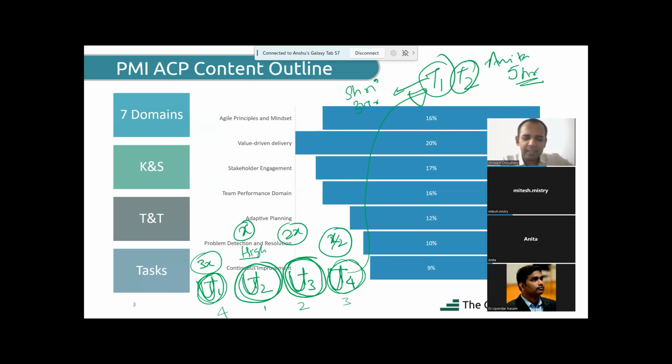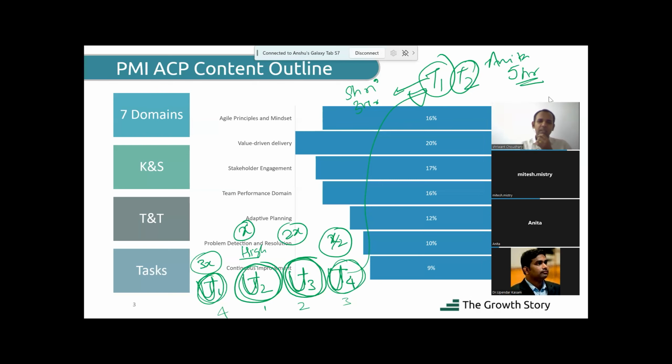Clear? Would you like to add anything on this? Yeah, I think correct. Okay. So this is the understanding that you need to have. Very good discussion today. I hope it will give you much more clarity.